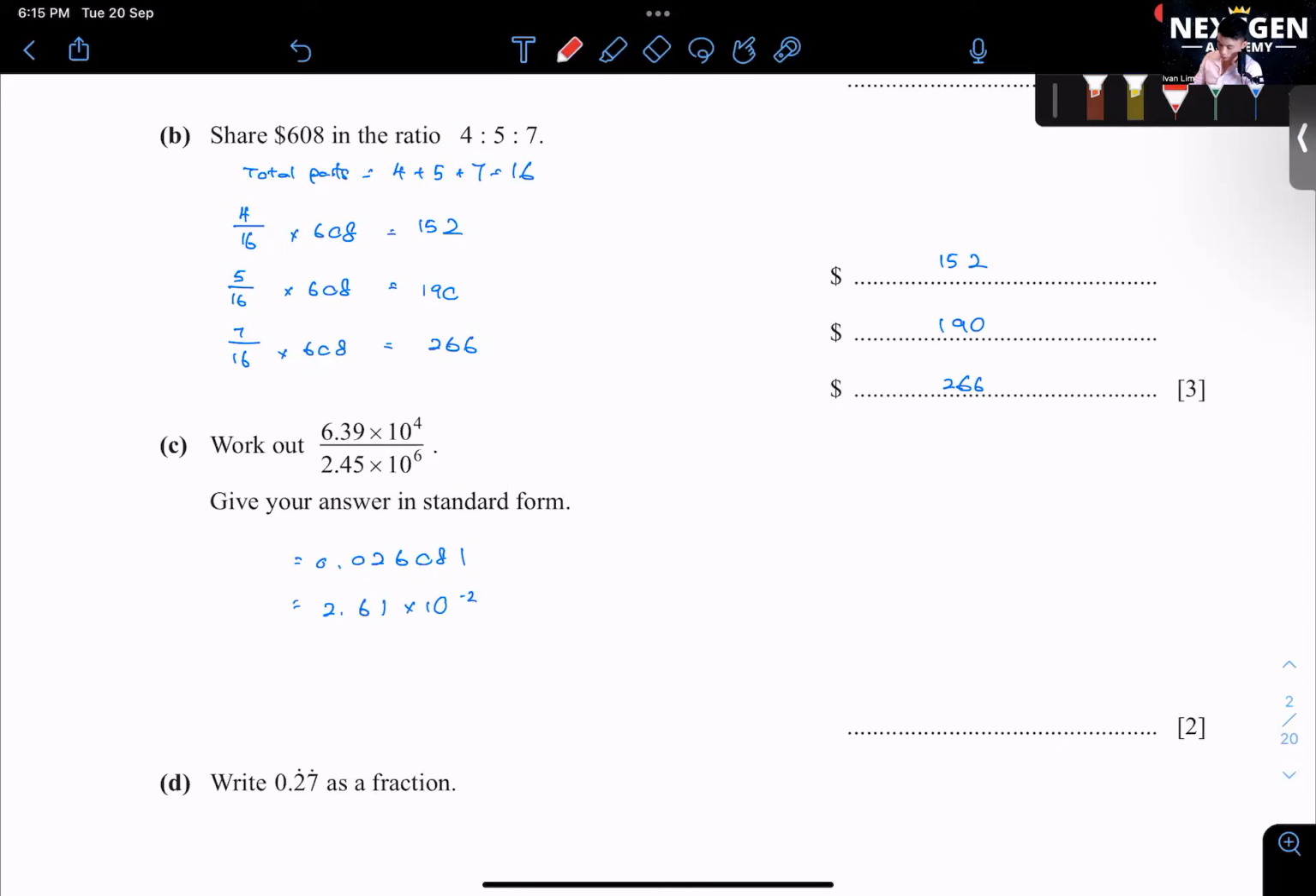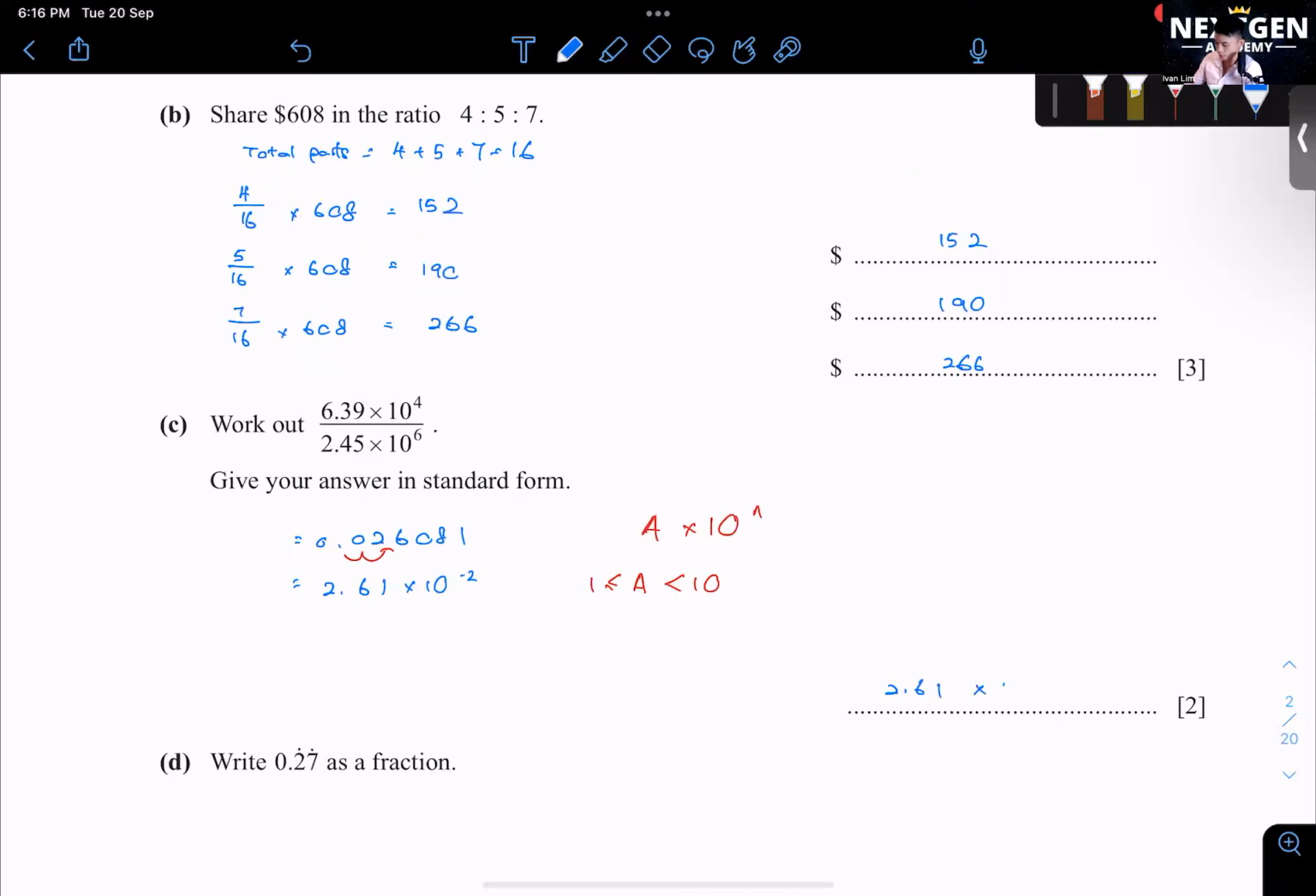So you all remember the rules for standard form? We change to A times 10 to the power of n, where A is between 1 and 10, and n is just an integer. So you can write 2.61. A couple of you used 2.608 in this question. It is acceptable, even though they say 3 SF. Just to be safe, follow the rules.